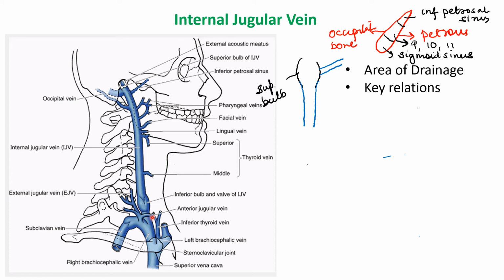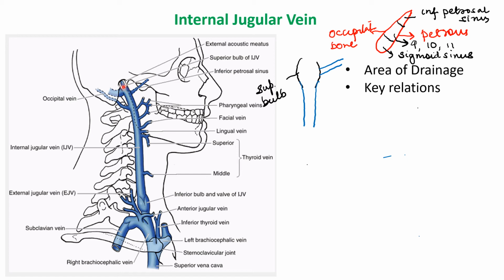Now look at this inferior bulb. This inferior bulb also has a valve in it, and this valve prevents the backflow of blood. Every time there is an increase in the intrathoracic pressure, the backflow of the blood is prevented by means of this valve. Now, the internal jugular vein is a very good landmark to locate structures in the neck.